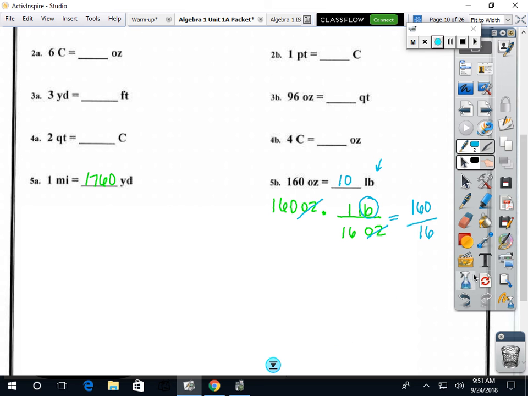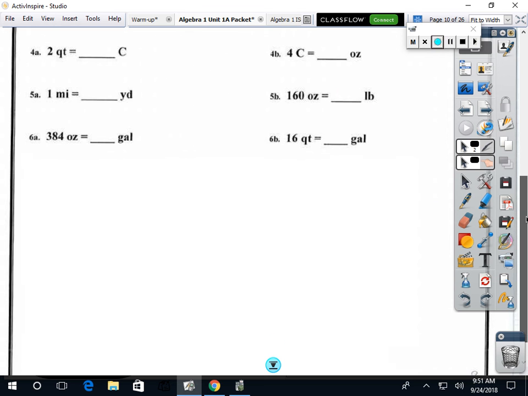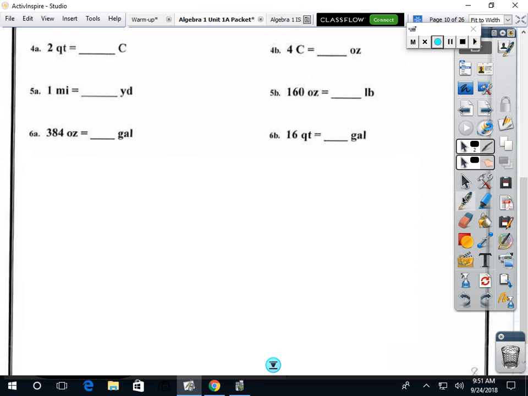All right, number 6A. 384 ounces equals how many gallons? So you're going from a very small unit of ounces all the way up to gallons. So since we started with ounces, we have to put ounces on the bottom next. What do we know about ounces? Right. 8 ounces is the same thing as 1 cup. Okay, but we're only to cups. We're trying to get to gallons. So now cups goes on the bottom. What do we know about cups?